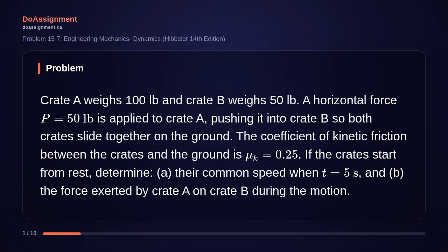If the crates start from rest, determine first their common speed when t equals 5 seconds, and second, the force exerted by crate A on crate B during the motion. Now let's work through the solution step by step.